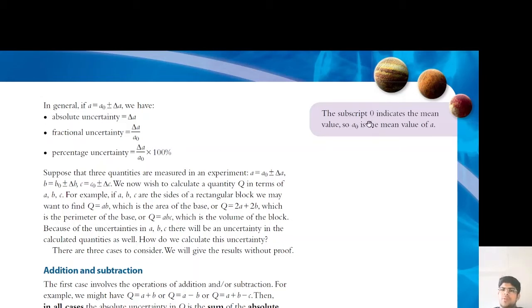So the subscript 0 indicates the mean value. Yes, the subscript 0 is written to indicate the mean value. That's what I was saying. And A naught is the mean value of A.